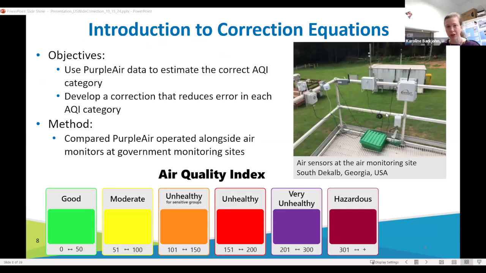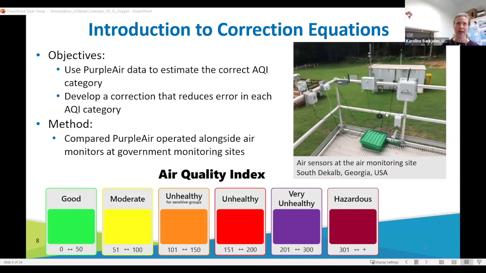So just a quick introduction on correction equations. Our objective is to use PurpleAir data to estimate the correct air quality index category. Those are the categories you can see at the bottom there, from good to hazardous, and there's different health protective advice in these different categories. And so we want to develop a correction that reduces the error in each of these categories.